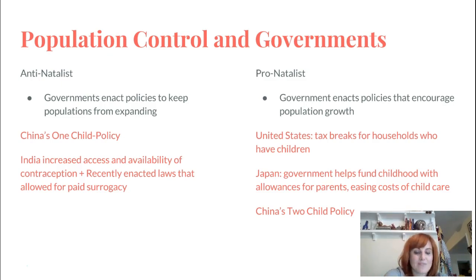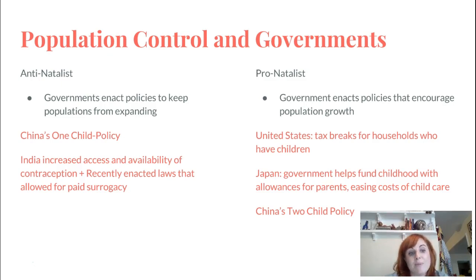Examples of that would be China's one-child policy, which we are going to have a pretty in-depth discussion of in class in a couple of weeks. But basically it said a Chinese couple could only have one child. And that led to lots of problems, as we will get into.